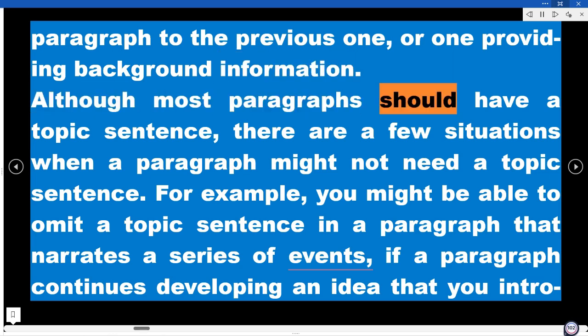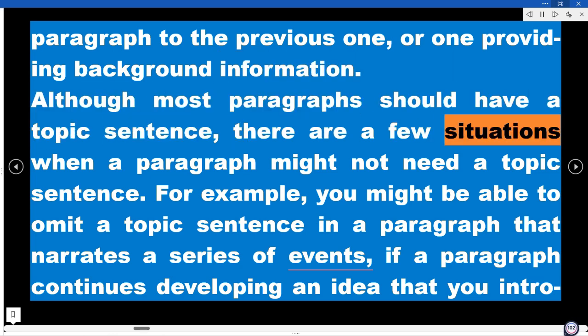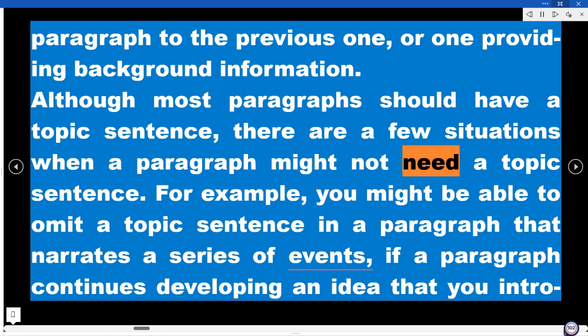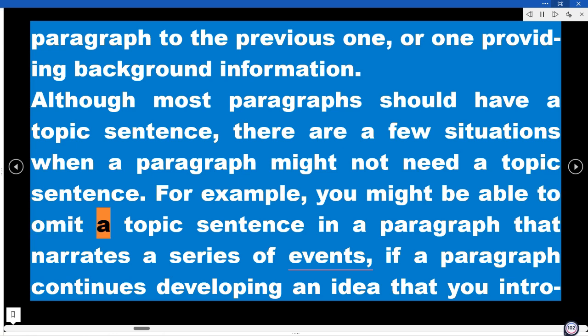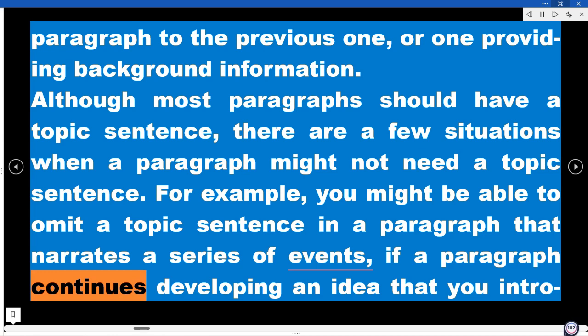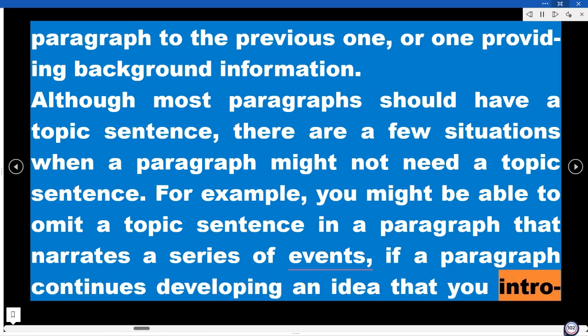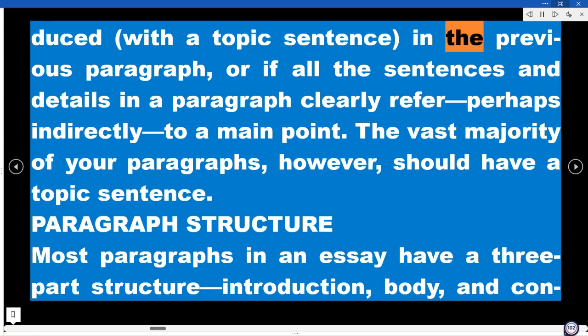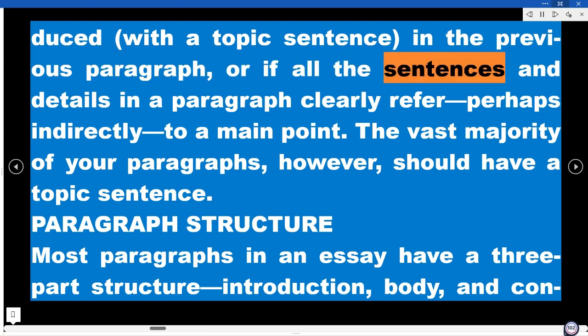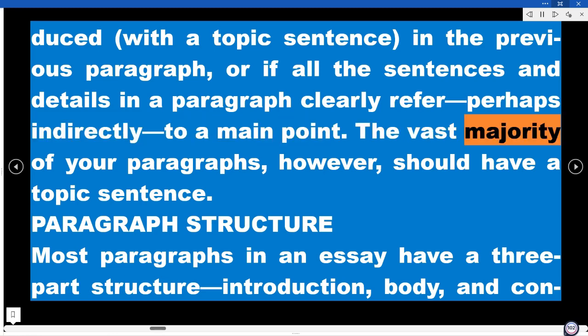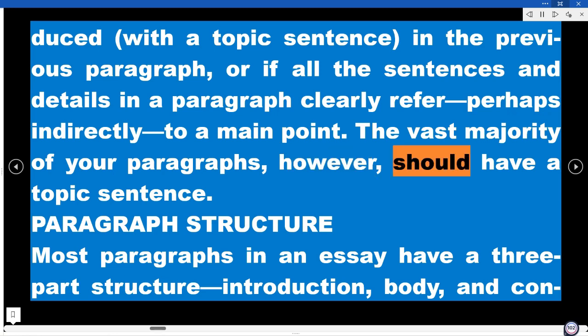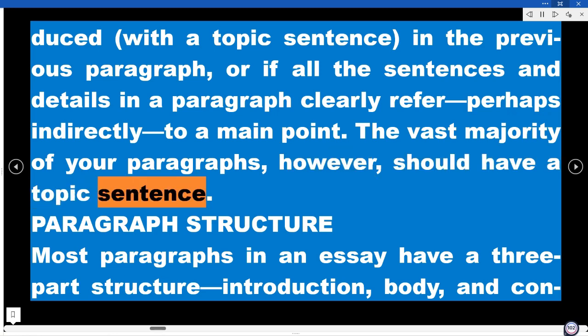Although most paragraphs should have a topic sentence, there are a few situations when a paragraph might not need a topic sentence. For example, you might be able to omit a topic sentence in a paragraph that narrates a series of events, if a paragraph continues developing an idea that you introduced, with a topic sentence, in the previous paragraph, or if all the sentences and details in a paragraph clearly refer, perhaps indirectly, to a main point. The vast majority of your paragraphs, however, should have a topic sentence.